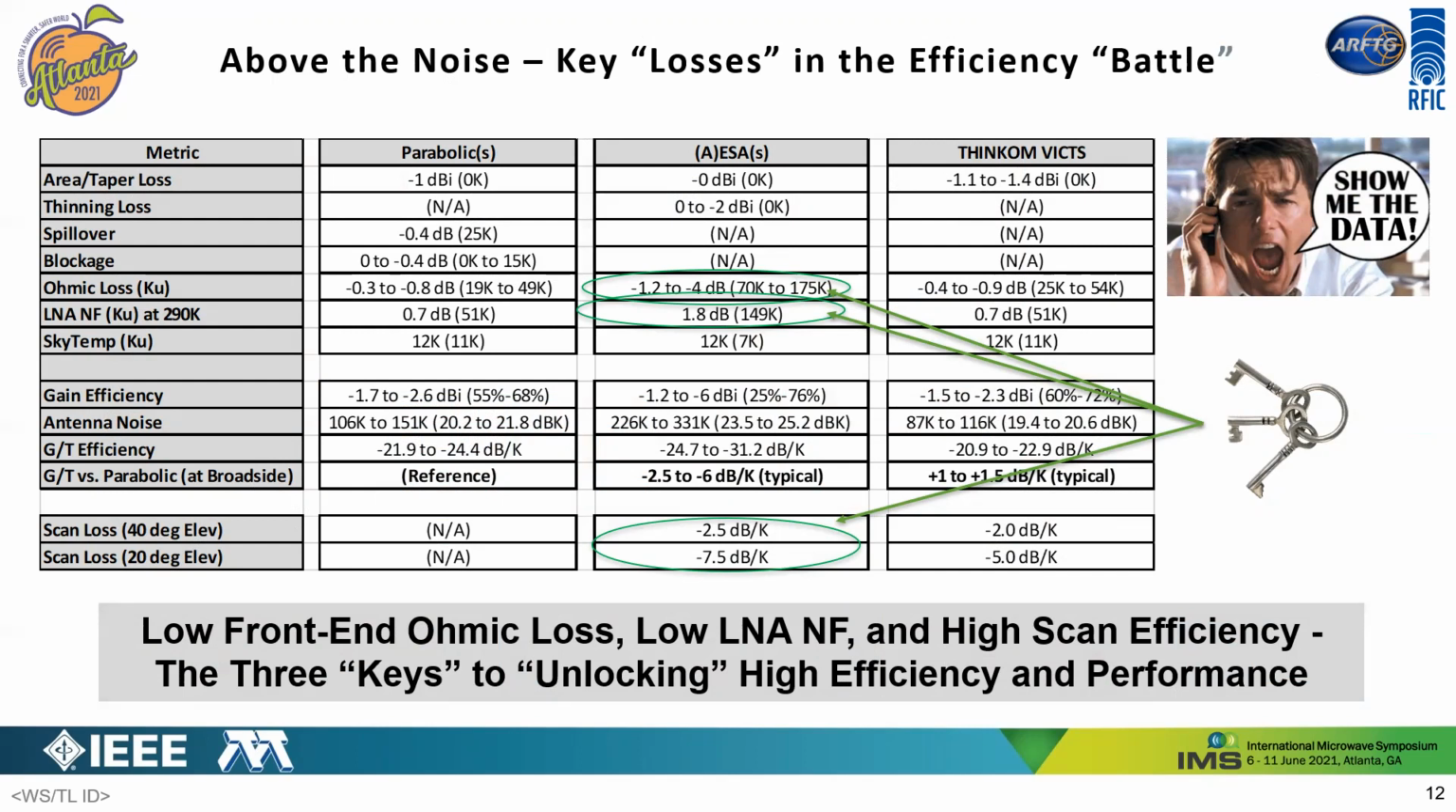And then there's one more of the bottom two rows I'd like to refer you to, which are the scan loss. So phased arrays, of course, the whole point of using phased arrays is so they can scan. And not all phased arrays have the same amount of loss versus scan angle. So for instance, at 20-degree elevation, that would be 70 degrees from scan for a zenith-based system. Some AESAs may have as much as a 7.5 dB per K loss in G-on-T, which comes from two different mechanisms, which I'll talk about in a subsequent slide.